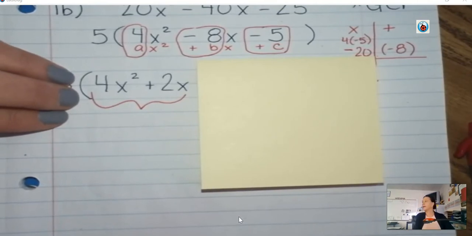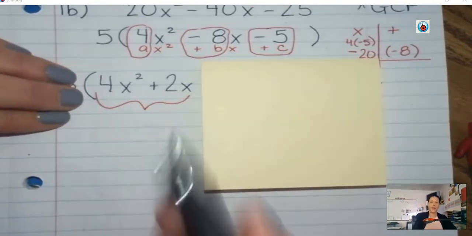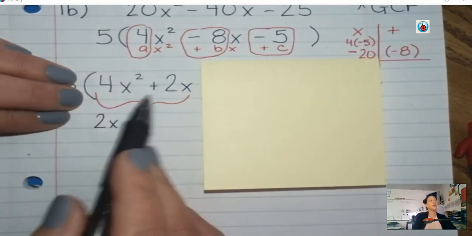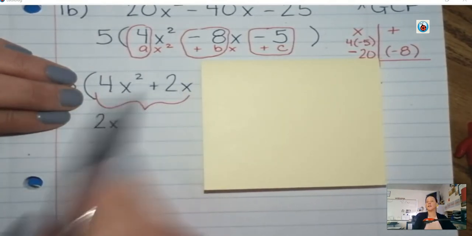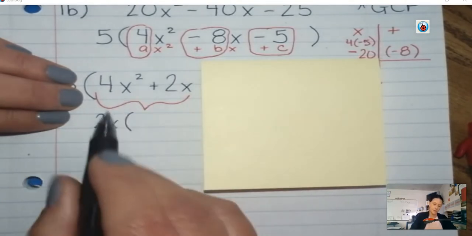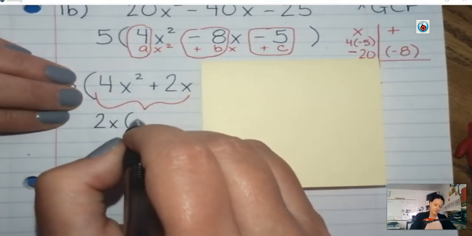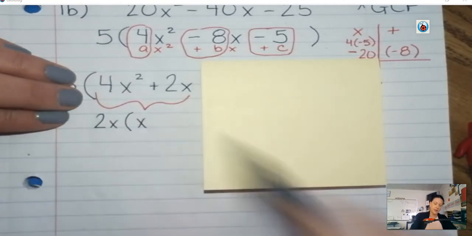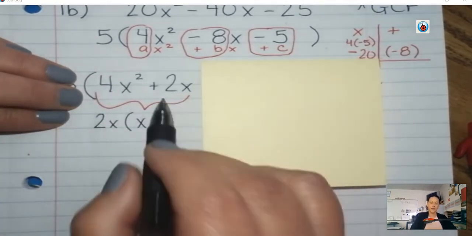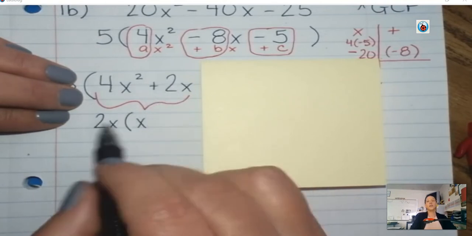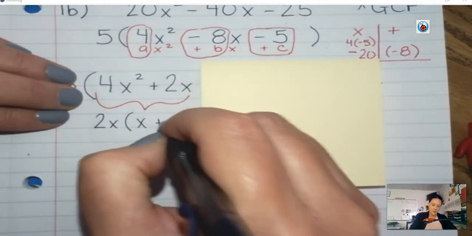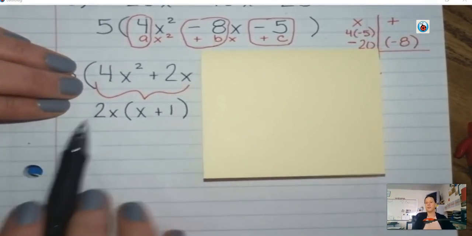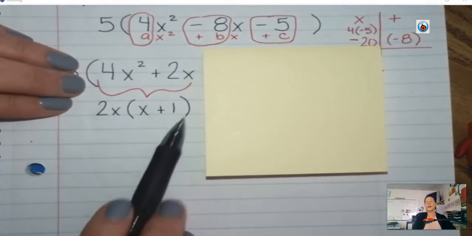Okay, pull out the greatest common factor. I'm going to pull out a 2x because a 2 can come out of both, but they also both have a letter x in them. 4x squared, if I pull out 2 x's, I'm going to be left with an x. If I pull out a 2 and I pull out an x, you need to put plus 1. I need everybody to double check here. It needs to say x plus 1.